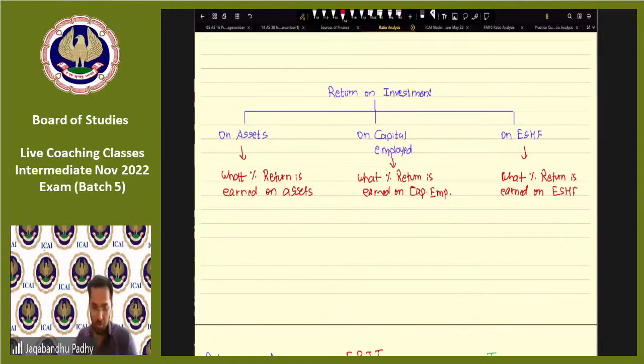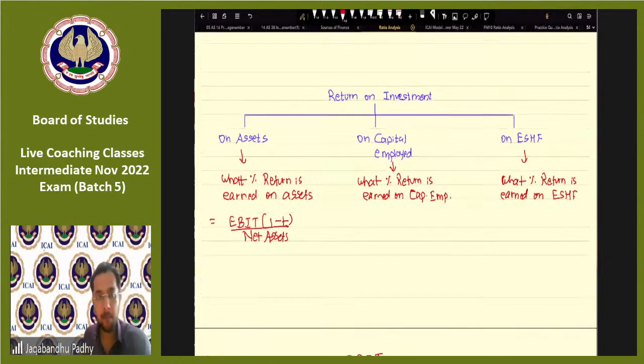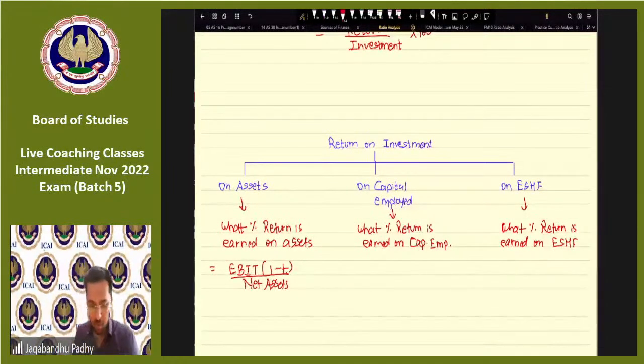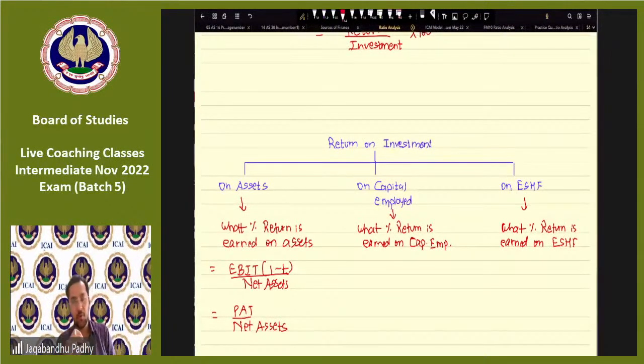Okay. So what percentage is earned on assets? For that, we have the formula of EBIT (1 minus T) upon net assets, which is the after-tax figure. Sometimes they also call it profit after tax upon net assets. Whether it is EBIT (1 minus T) or PAT upon net assets, that will be given in the question. You need not worry which one is to be taken.